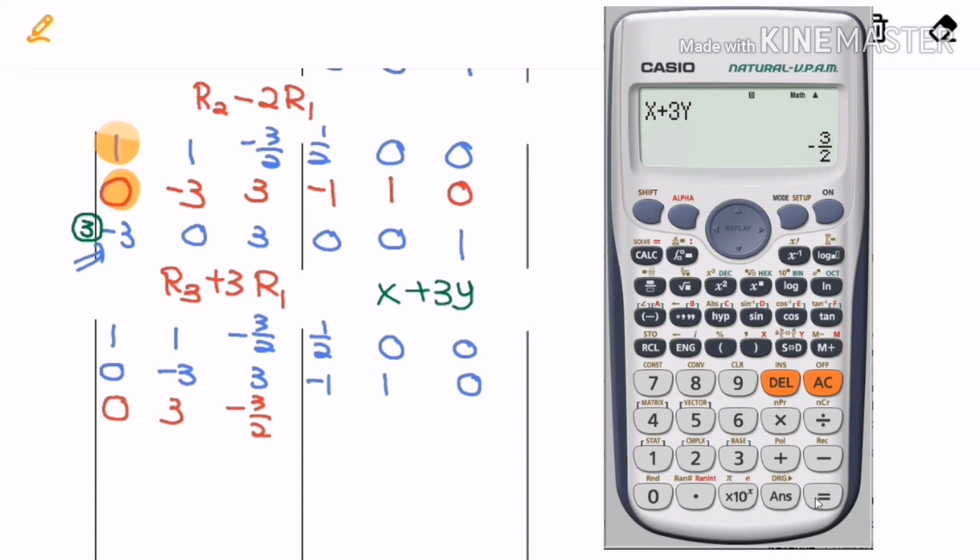Again, what is the value for R3 for the third column and for the fourth column? So the answer is 0, followed by 1 over 2. So we have 3 over 2. Next, calculate. We have 0 and 0. So my answer will be 0.